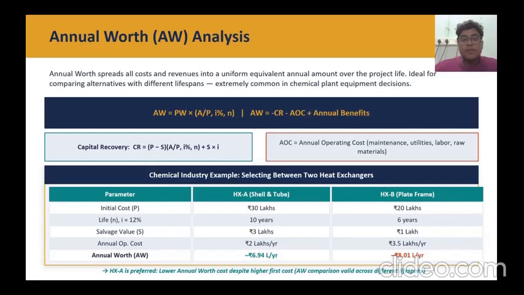Annual worth is especially powerful when comparing equipment with different lifespans. Here we compare two heat exchangers. Shell and tube heat exchanger runs for 10 years, plate and frame only for 6. Despite Shell and tube heat exchanger costing more upfront, its annual worth is minus 6.4 lakhs versus minus 8.01 lakhs for plate and frame heat exchanger. Lower annual cost, so Shell and tube heat exchanger wins. This comparison is completely valid even though the lifespans differ.